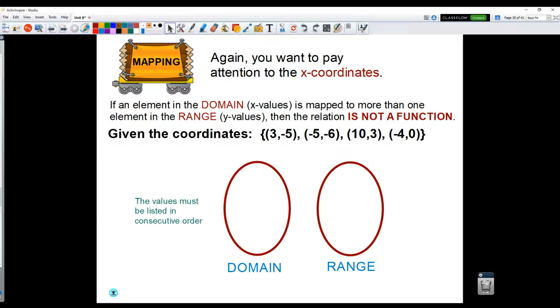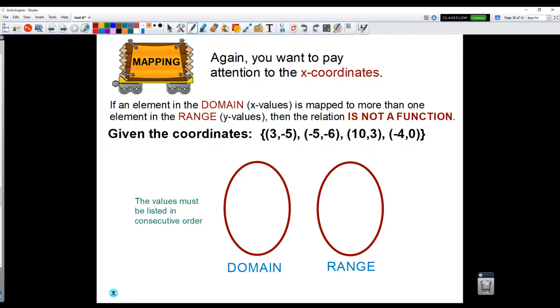So if you see this list of ordered pairs, (3, -5), (-5, -6), (10, 3), and (-4, 0), when we are putting them into these ovals called a mapping situation, the values must be listed in consecutive order, so from smallest to biggest.